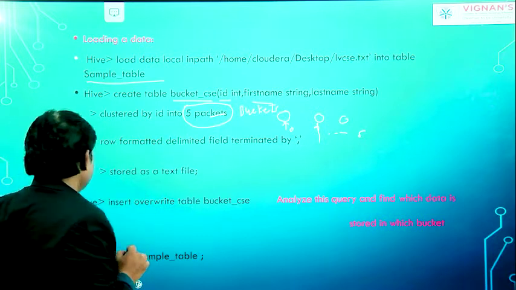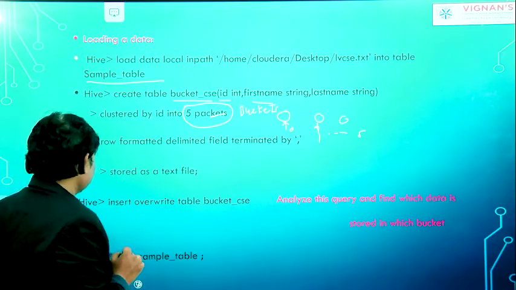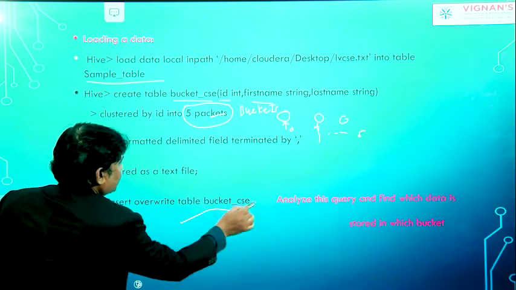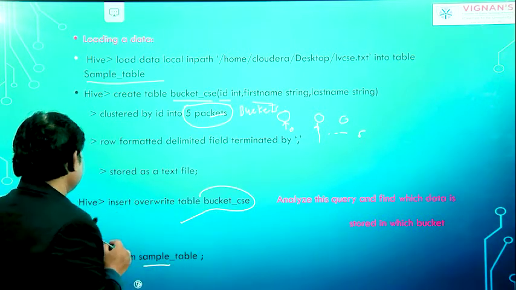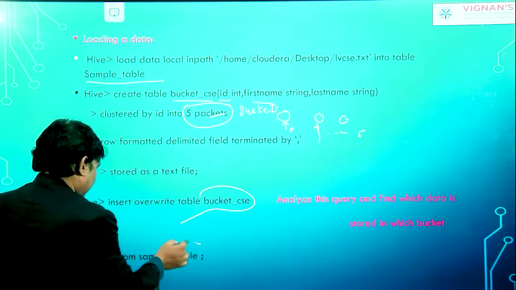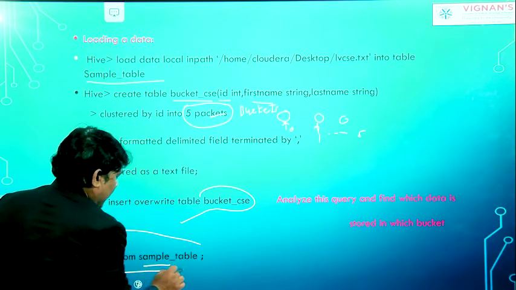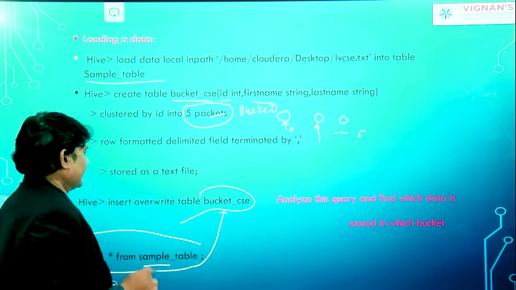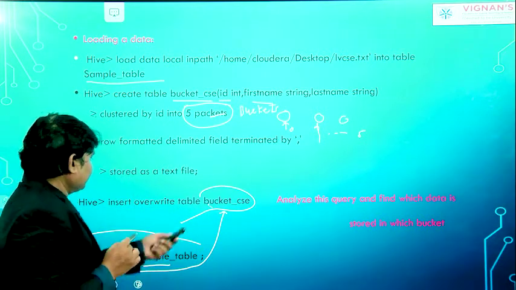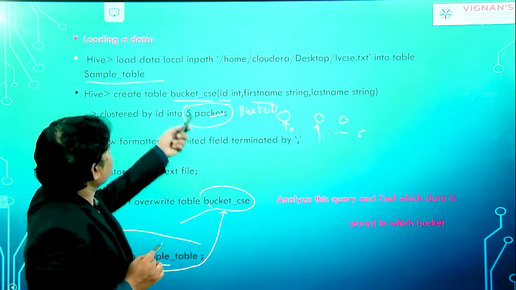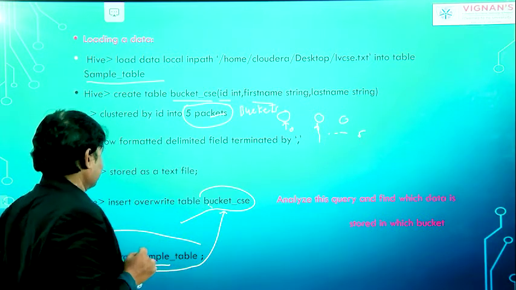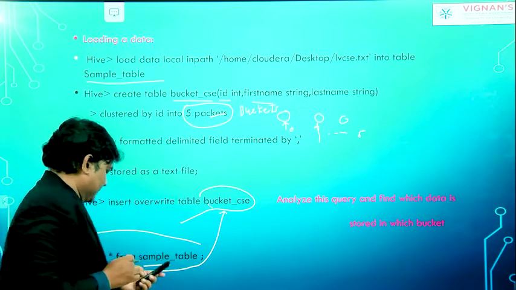5 buckets are already specified. Now you are going to insert the data from where? Data from the sample table into this table. What is the table name? Bucket_CSV. So I write insert overwrite table bucket_CSV, select star from sample table. All the data from this table I am dumping here. If you dump here, all the data will be inserted here, and meanwhile it creates 5 buckets.